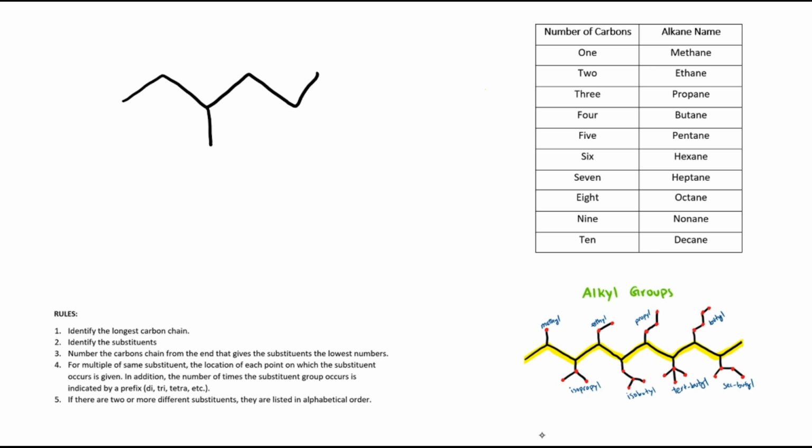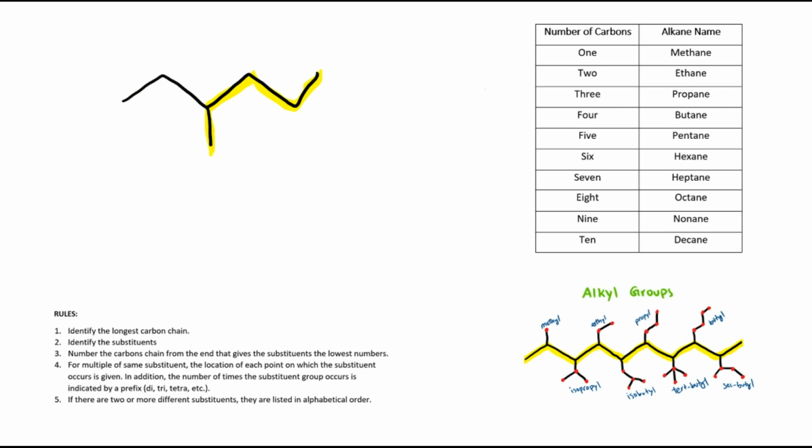Now I have the chart, the alkyl groups, and a set of rules that I'll be using to name this alkane that I drew earlier. The first thing you want to do is identify the longest continuous carbon chain. We have 3 continuous carbon chains in this alkane. This is a continuous carbon chain. This has 1, 2, 3, 4 carbons.